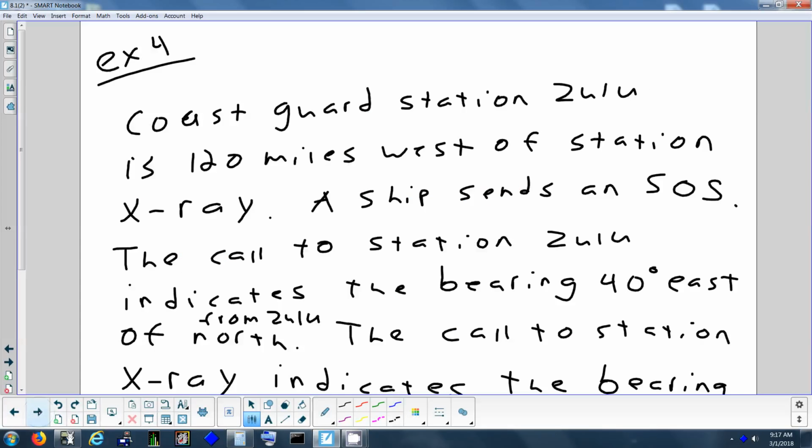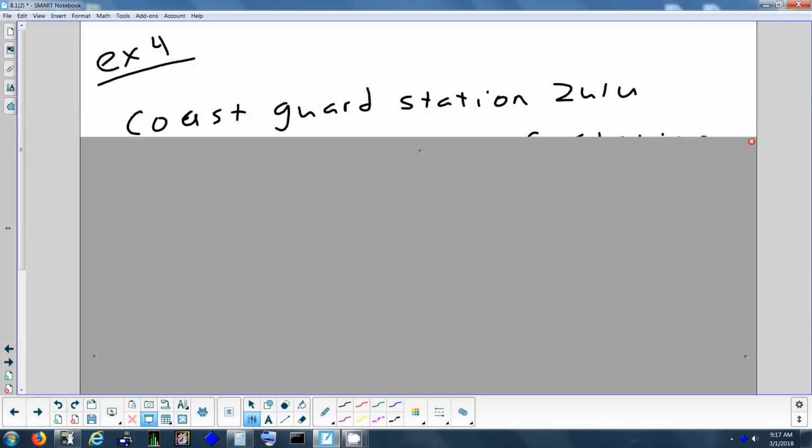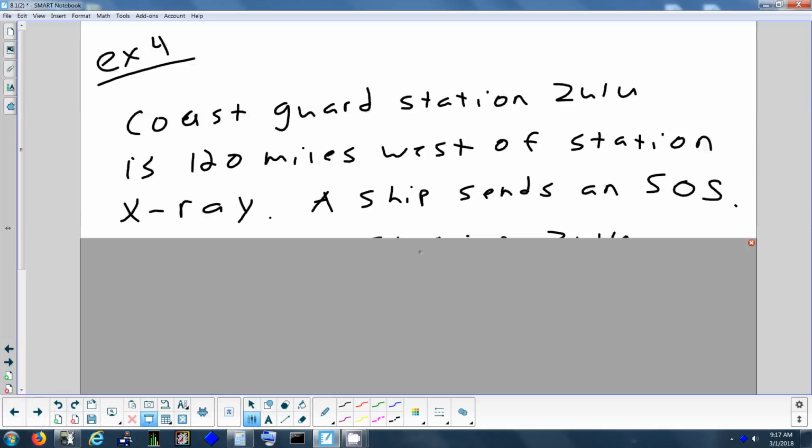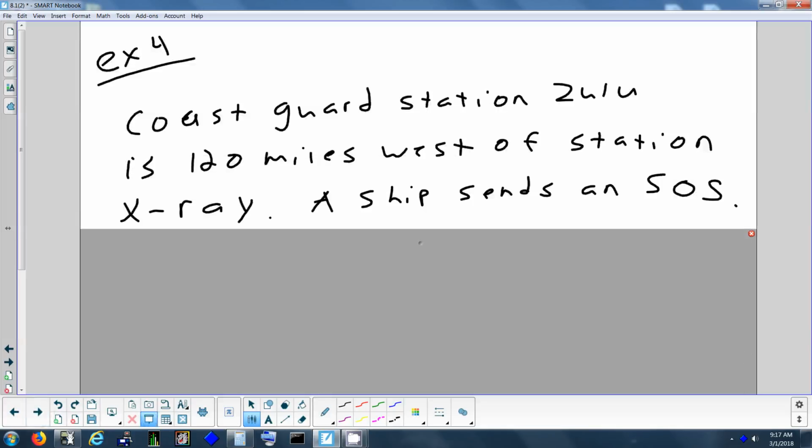All right, so let's look at that one first. Okay, so we have two Coast Guard stations. We're going to call them Coast Guard Station Zulu and X-Ray. And we know the distance between the two Coast Guard stations. Okay, they're 120 miles apart.